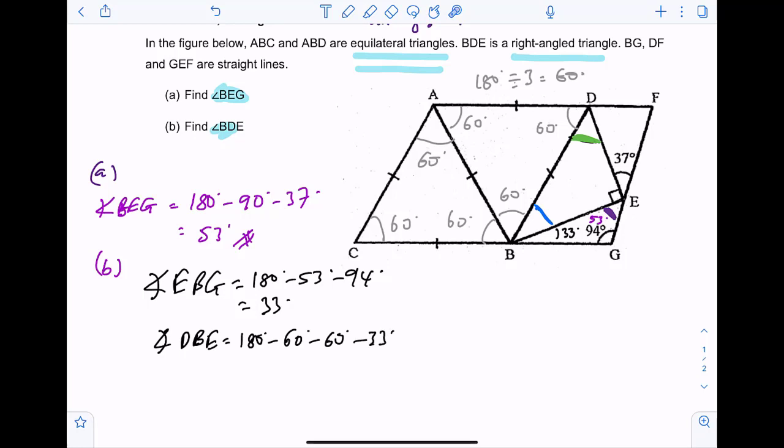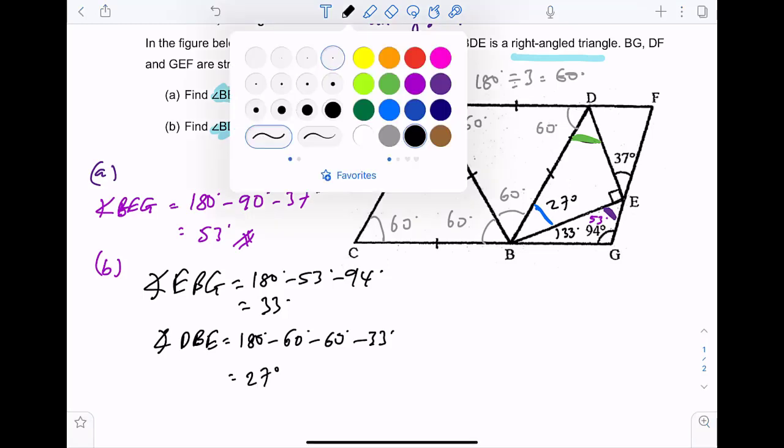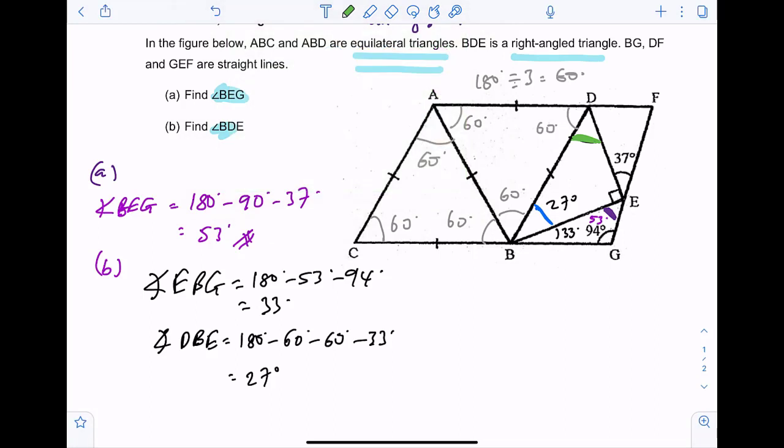Okay, so the blue angle, we can find angle DBE. Okay, why 60 and 60? Because 60 is here, 60 is also here. Remember, we marked it out earlier. Alright, and angles on a straight line add up to 180. So that's how you can find this blue one. That's how you can find the blue one, which is 27 degrees. Okay, so with that, we should be able to find our green angle, which is angle BDE.